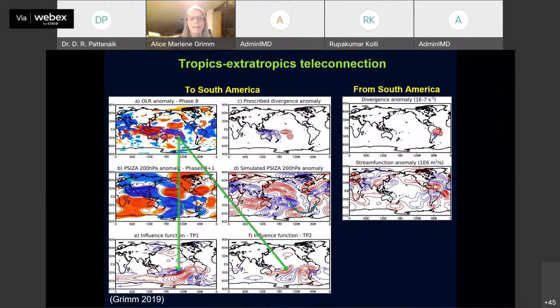But which of these anomalies is actually responsible for these circulation anomalies over South America? So looking at the influence function for these two action centers, of this anticyclonic and cyclonic circulation, we see that in this region here, where there are the strongest convection anomalies, in the subtropics of the Central East South Pacific, this region is the most efficient region to produce these two circulation anomalies.